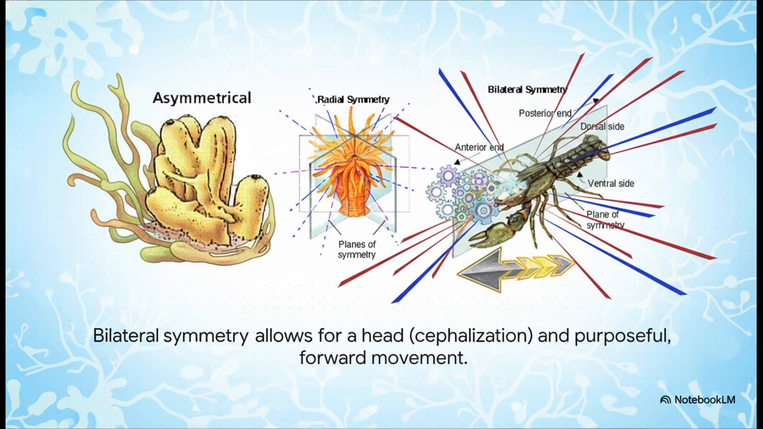And that brings us to the next massive leap forward: bilateral symmetry. With this, there's only one way you can slice it to get two matching halves. It creates a distinct left and right side and a front and a back. This whole arrangement is what allows for the development of a head, a process called cephalization, which leads to purposeful forward movement. I mean, having a designated front end with a brain and sensors was an absolute evolutionary game changer.